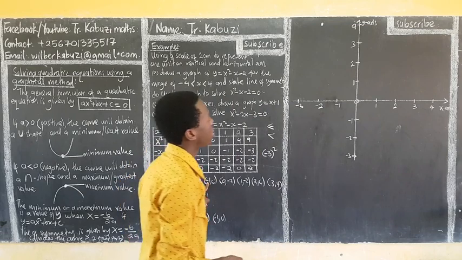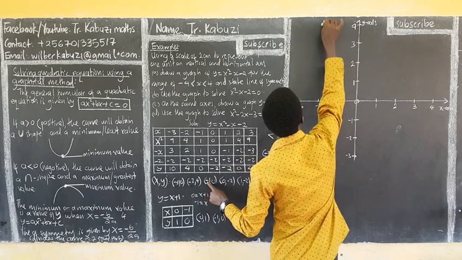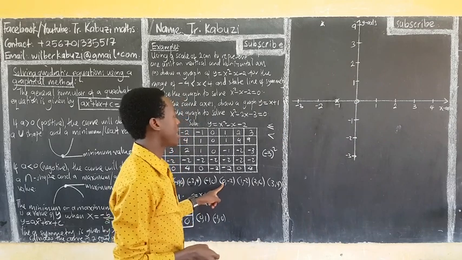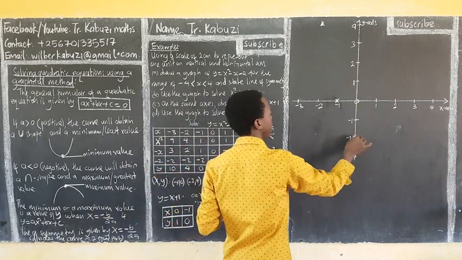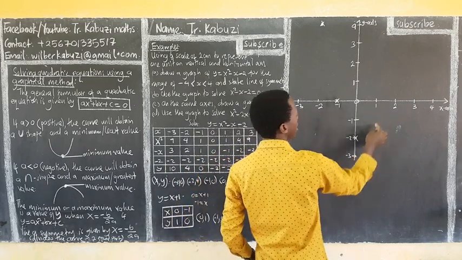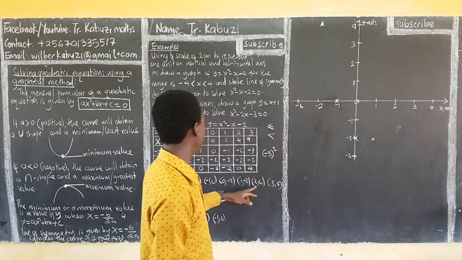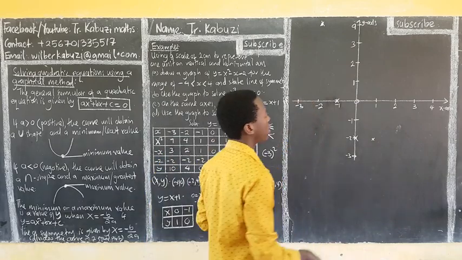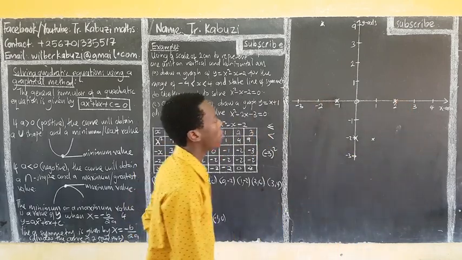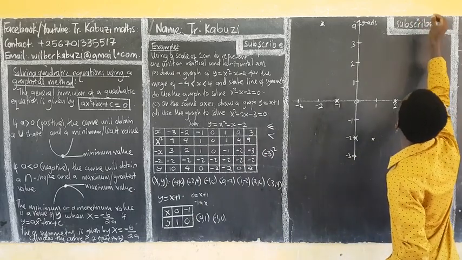Then negative 1, 0. Negative 1, 0 is here. Use a star. Then 0, negative 2. 0, negative 2, use a star. Then 1, negative 2. 1, negative 2 is there. Then 2, 0. 2, 0 is here. Then 3, 4. 3, 4 is somewhere there, like that.